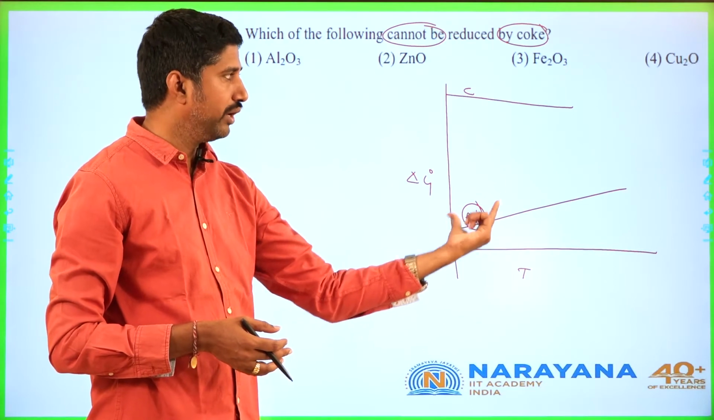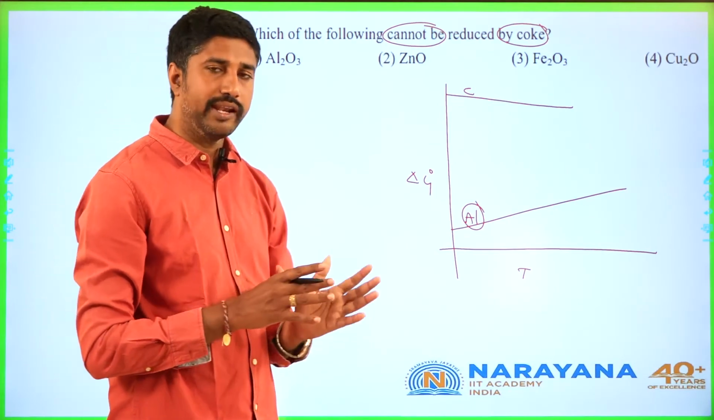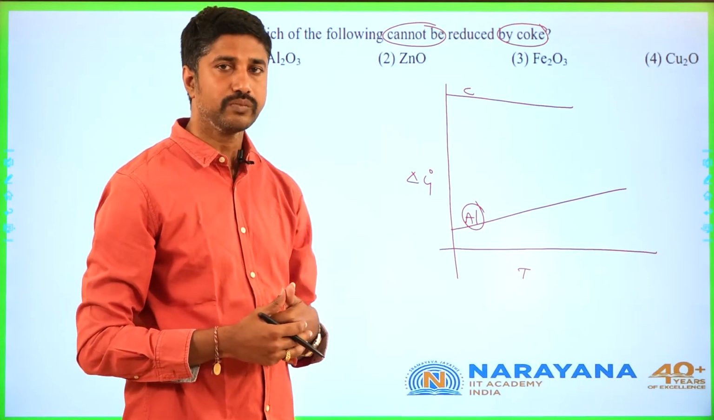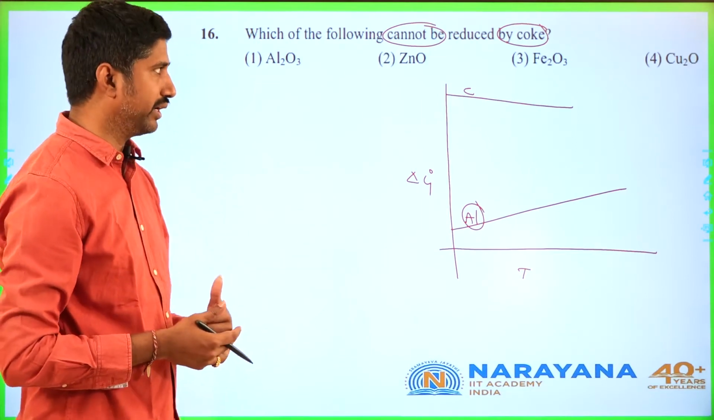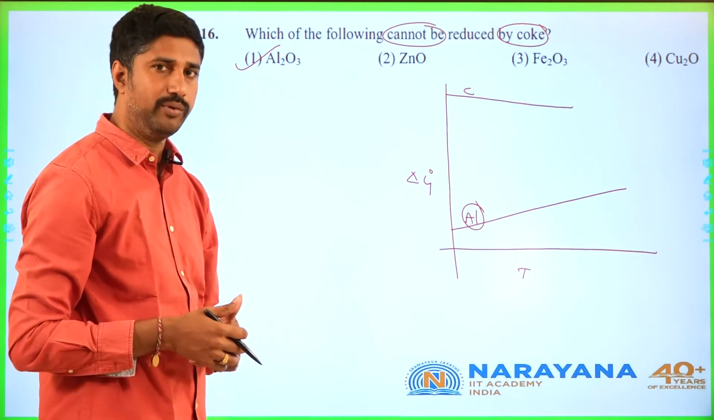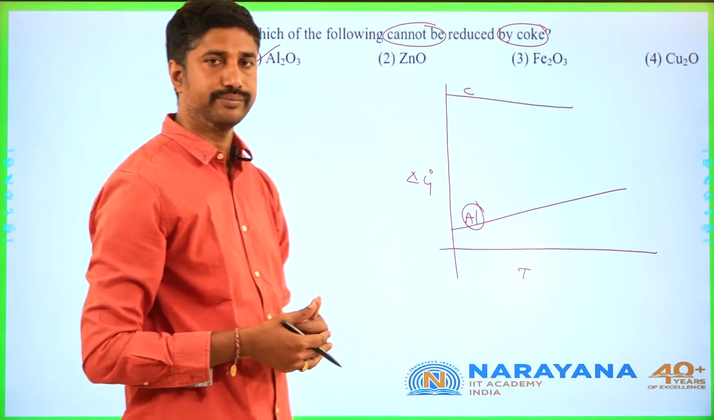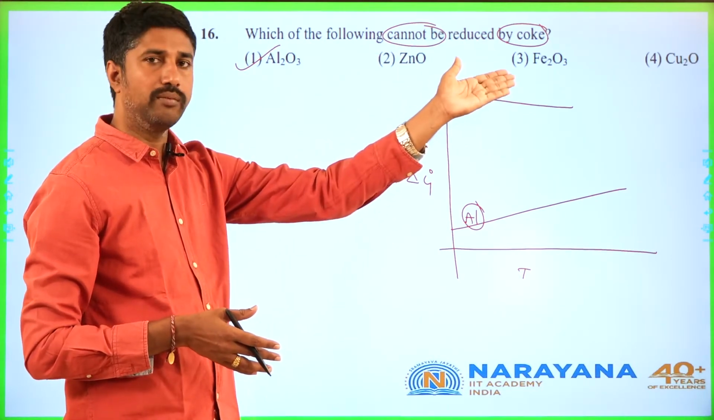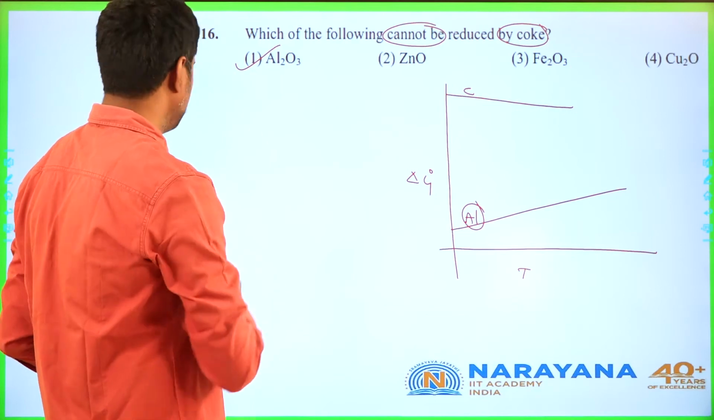But the aluminum graph and the carbon graph never intersect at the given range of temperature. So aluminum oxide can never be reduced by carbon, so we reduce it by electrolytic reduction, using molten alumina. That is the only technique here. So what cannot be reduced by coke is aluminum oxide. Zinc oxide, iron oxide, and copper oxide can be reduced, as these three oxides have curves lying above the carbon line. So the answer is aluminum oxide.